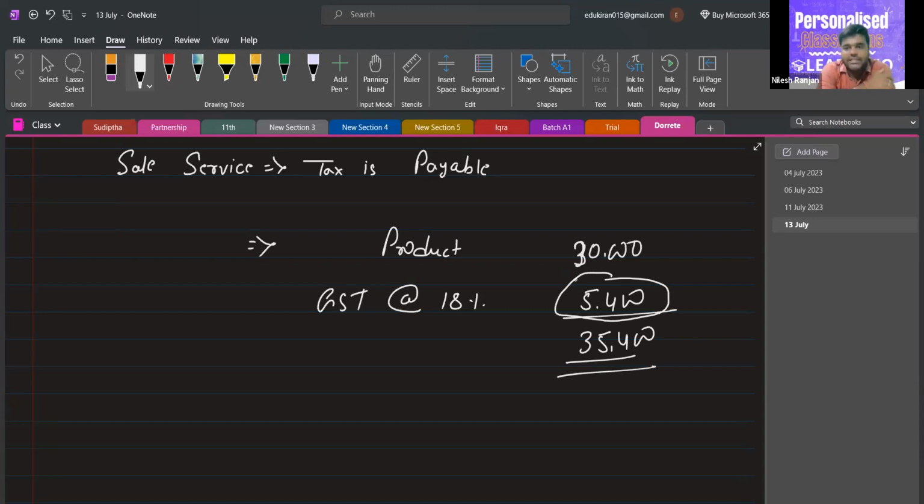Now, there are three types of GST we need to study here. Three types of GST.